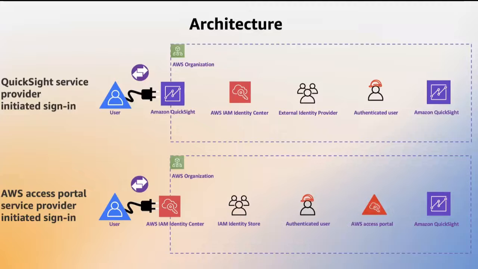In our second one, this is our AWS Access Portal service provider initiated sign-in. This means that Deepak will load the AWS Access Portal URL, and it will automatically redirect to the sign-in page of the configured IDP. After authenticating, Deepak will then choose the QuickSight application tile in the AWS Access Portal, and this will then redirect to QuickSight.